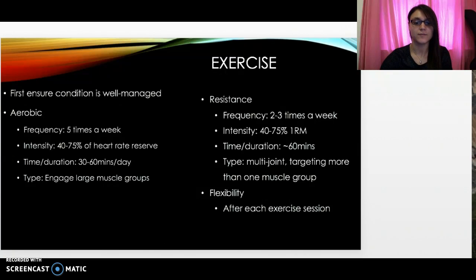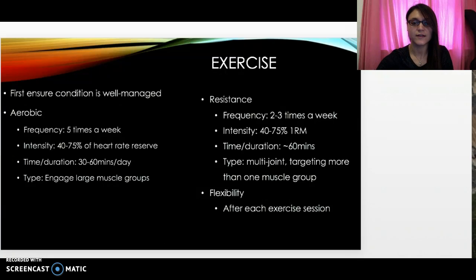But if she is unable to tolerate long, continuous exercise due to fatigue, she can do intermittent bouts of 10 minutes throughout the day. And then I want her to do exercises which engage large muscle groups of the body.